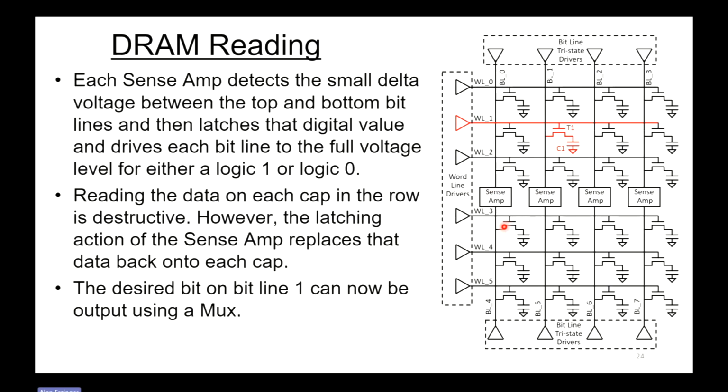So each sense amp detects this small delta voltage between the top and the bottom, and then latches that digital value and drives each bit line to the full voltage level, either a logic 1 or logic 0, whatever it detected. So reading the data on each cap in the row is destructive. You're pulling the charge off of it. However, the latching action of the sense amp replaces that data back onto each cap. So now the desired bit line can be read, using a mux. You just mux out the one that you wanted.